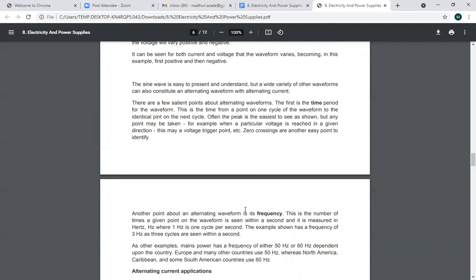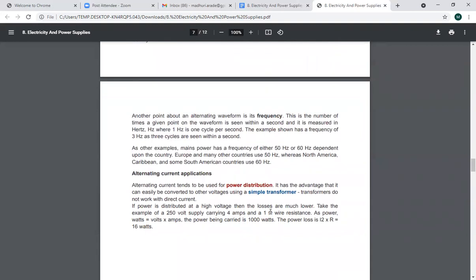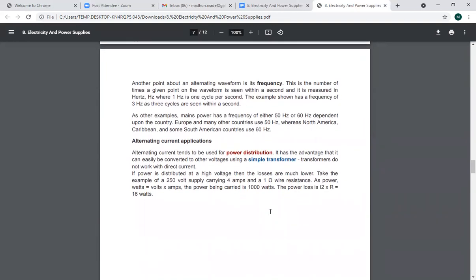Now, these parameters: one is the frequency, and the second is the time. Now, alternating current applications are mainly used in power distribution. So wherever you require high current and voltage, AC, alternating current, will be used. The advantage is that it can be easily converted into other voltages using a simple transformer, which is not possible with direct current. That's why alternating current is used.